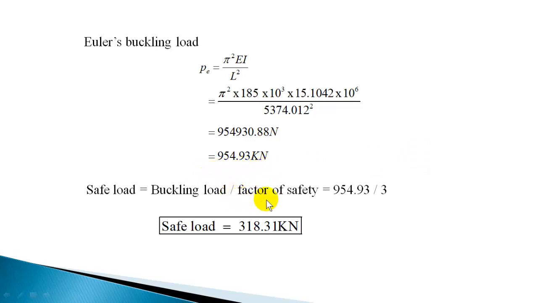We also know the factor of safety is 3. The buckling load is the load at which the column buckles. So to be safe, you have to apply a load less than this, by a factor of 3, because the application requires a factor of safety of 3. We cannot load up to buckling, so we reduce it by a factor of 3. Dividing the buckling load by 3, you get the safe load as 318.31 kilonewton. So this is the safe load the column can support.